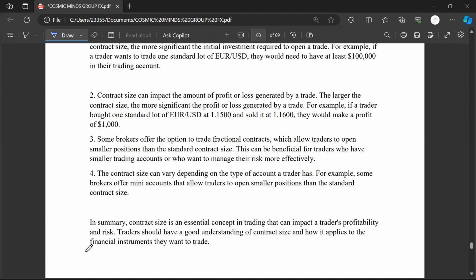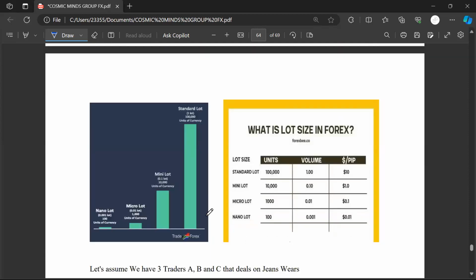In summary, contract size is an essential concept in trading that can impact a trader's profitability and risk. Traders should have a good understanding of contract size and how it applies to the financial instruments they want to trade, right? So let's have some pictures of the type of contract size, or better, the lot size that we are talking about.